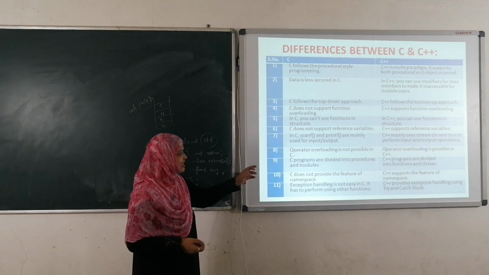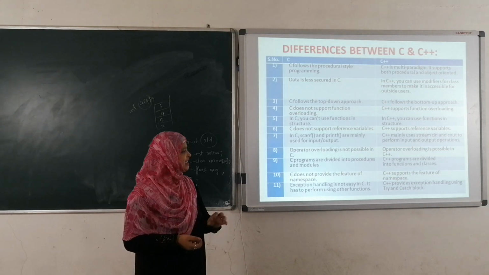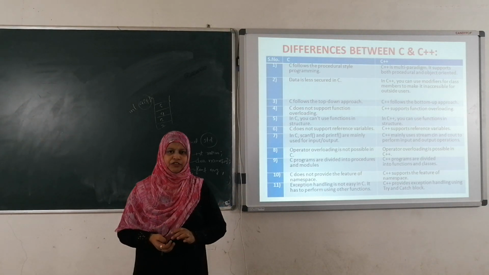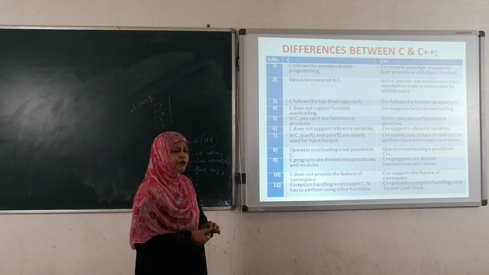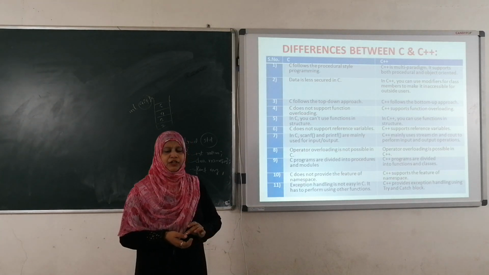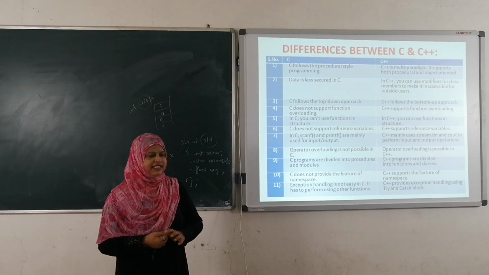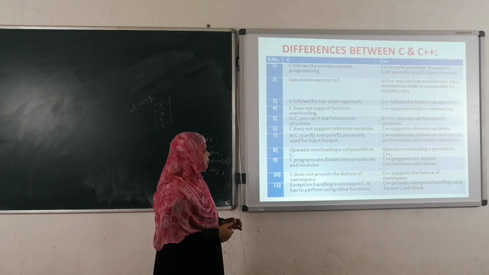Next one is, in C scanf and printf functions are used as input and output functions, whereas in C++ we use cin and cout for the input and output operations. In C we use the stdio.h header file, whereas in C++ we use the iostream.h header file to include these functions.